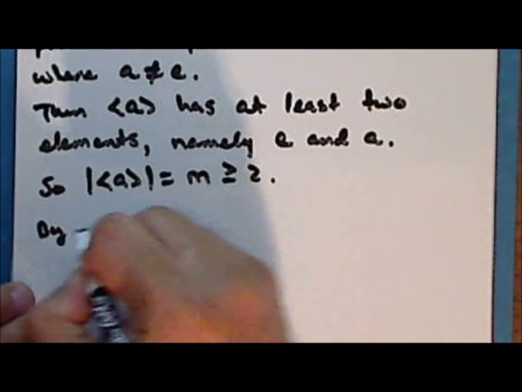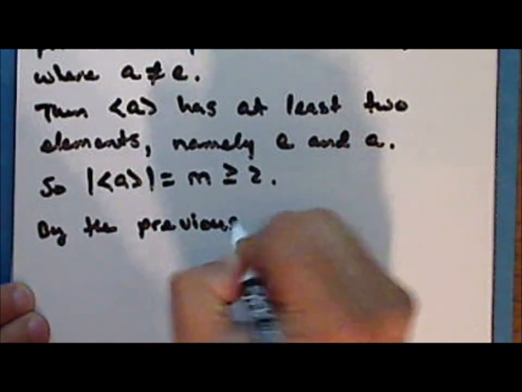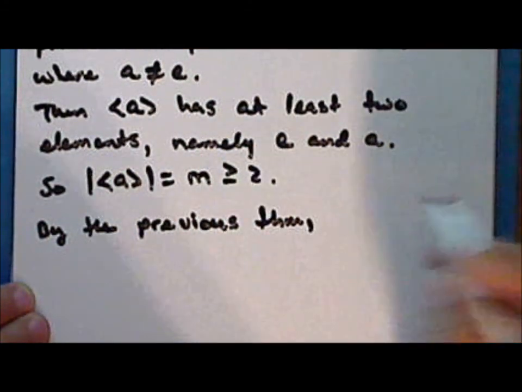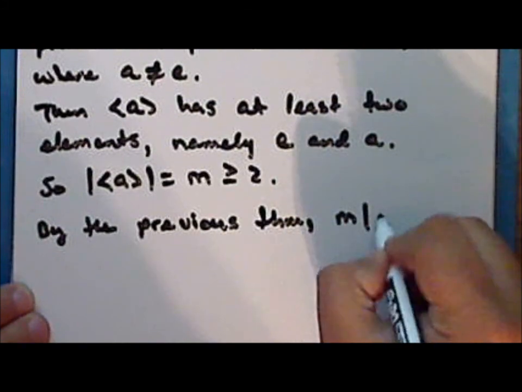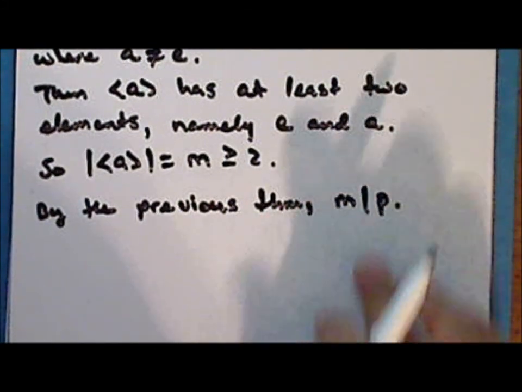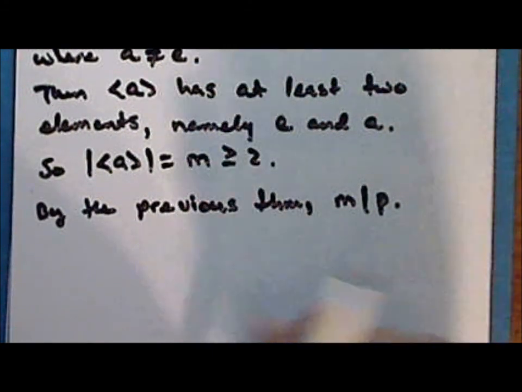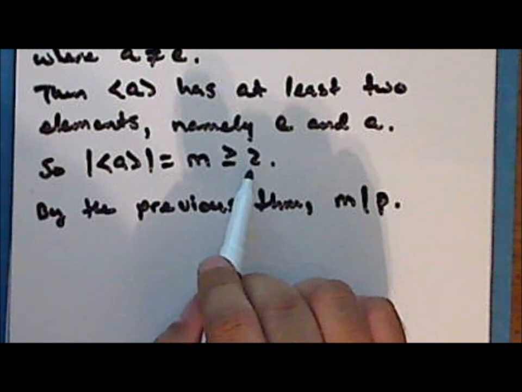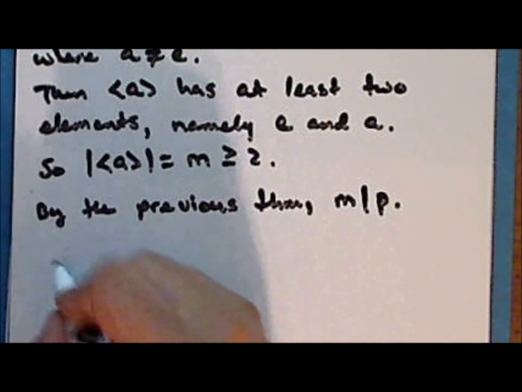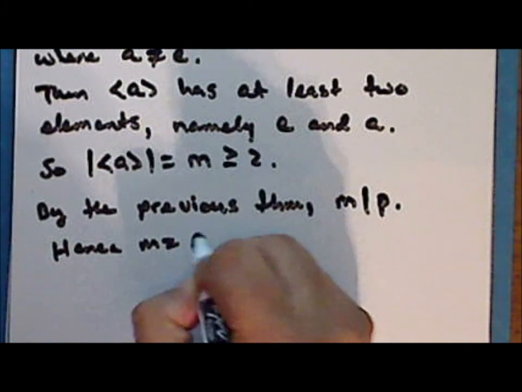Now, by the previous theorem, Lagrange's theorem, m must divide p. Now, since p is prime, the only positive divisors of p are 1 and p itself. And since m is greater than or equal to 2, m is not equal to 1.